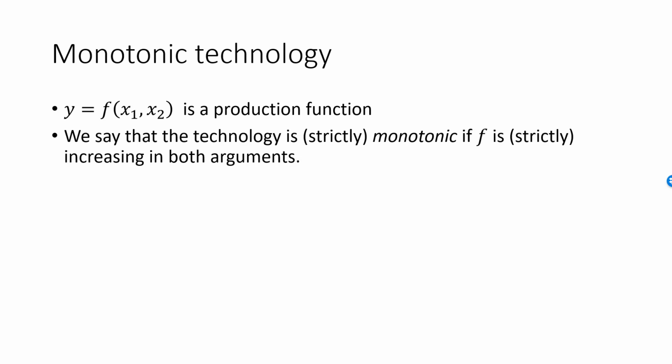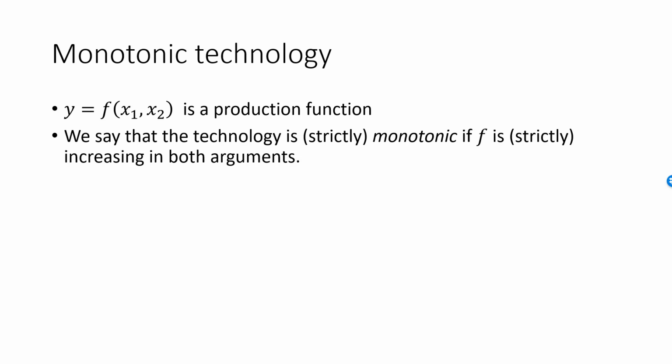The next concept we need in our investigation of production technology is monotonic technology. We have a given production function. We will say that technology is monotonic if f is increasing in both arguments. Technology is strictly monotonic if f is strictly increasing in both arguments.